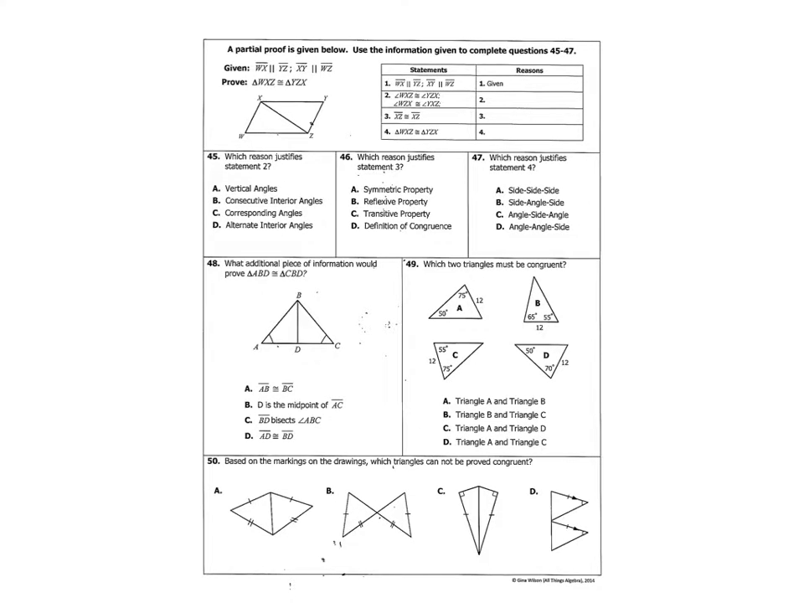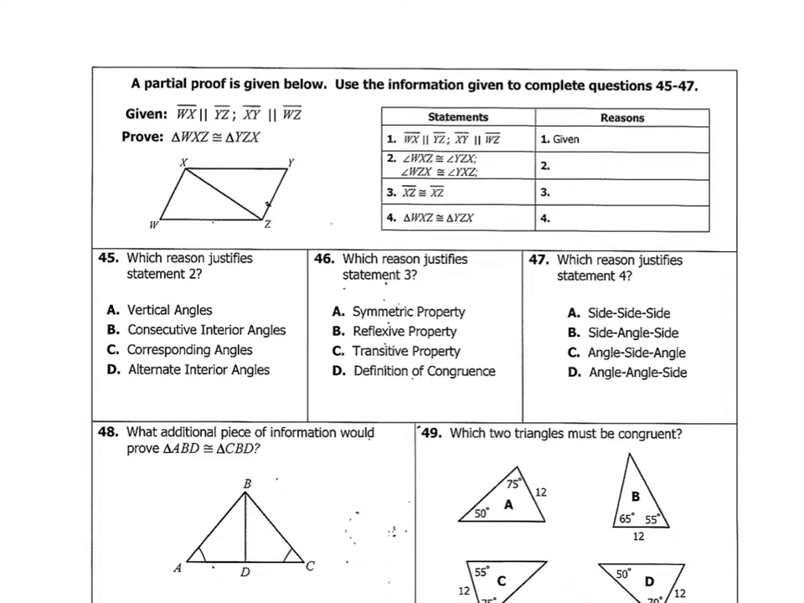Okay, it's a proof, but we're still just going to try to do the evens here. So, which reason justifies statement 3? XZ is equal to XZ right here. XZ is equal to XZ. Is it symmetric, reflexive, transitive, or definition of congruence?